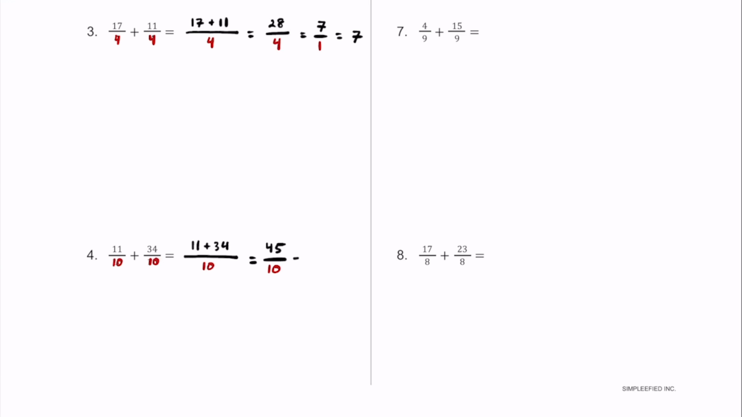Now, I think that we can simplify this just because they have some common factors. Now, 45 can break into 5 times 9, and 9 can break into 3 times 3.